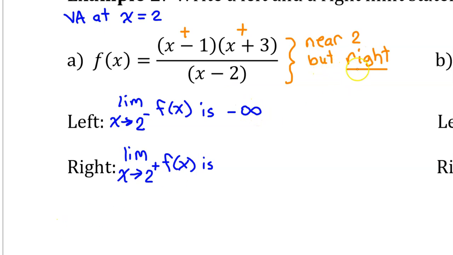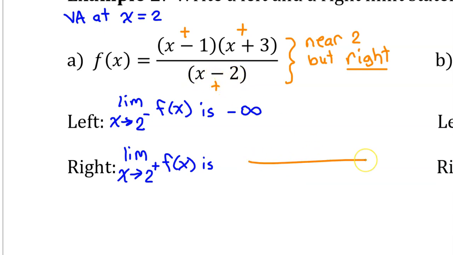How about a little bit to the right of 2? Well, these two factors in the numerator are not going to change because near 2 we're still just plugging into positive, positive, just like before. So the only one we have to worry about is the denominator. A little bit to the right of 2, this factor will be positive, because now we're talking about things like 2.1. So 2.1 minus 2 would be positive.